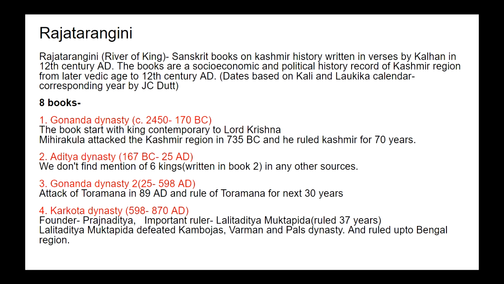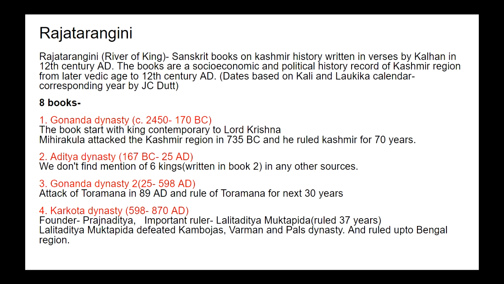Then the second dynasty was the Aditya dynasty. The Aditya dynasty ruled from 167 BC to 25 AD. We did not find mention of six kings written in book 2 or in any other source. In the Aditya dynasty, there was mention of kings, but we found mention of these six kings only in Rajatarangini, not in any other source.